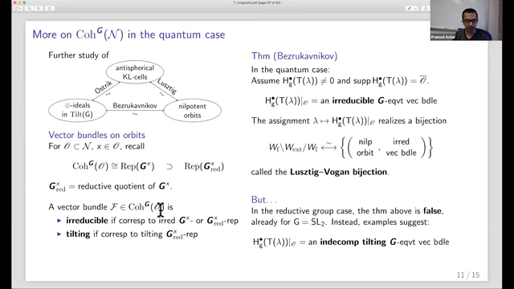A coherent sheaf on O is called tilting if it corresponds to a tilting representation of this reductive group. So sorry, because this group is reductive, the word tilting makes sense. So you can talk about tilting vector bundles.